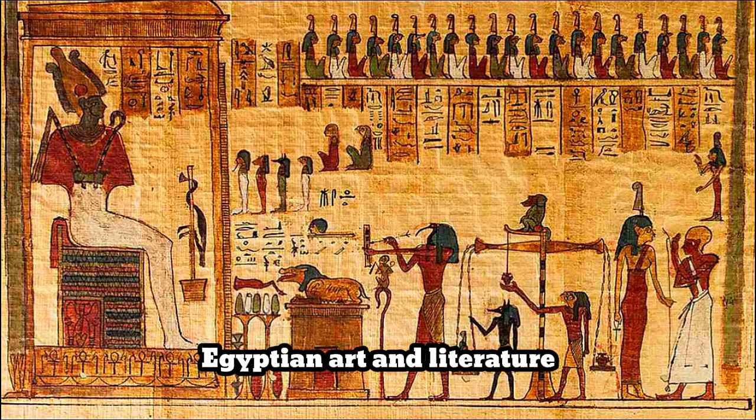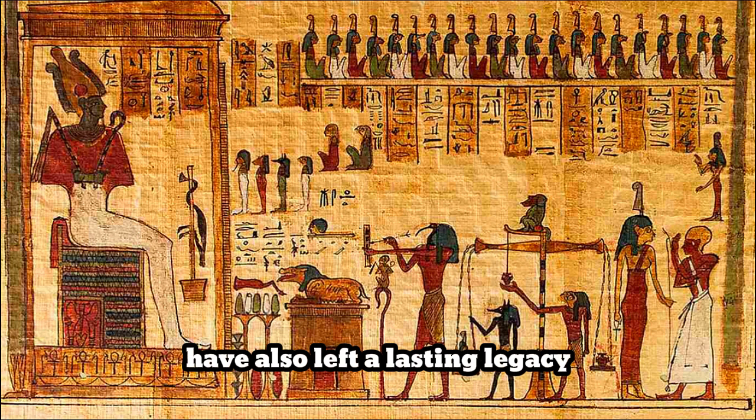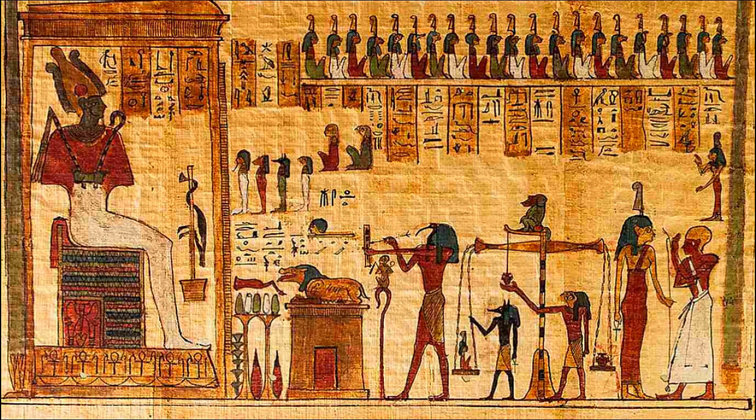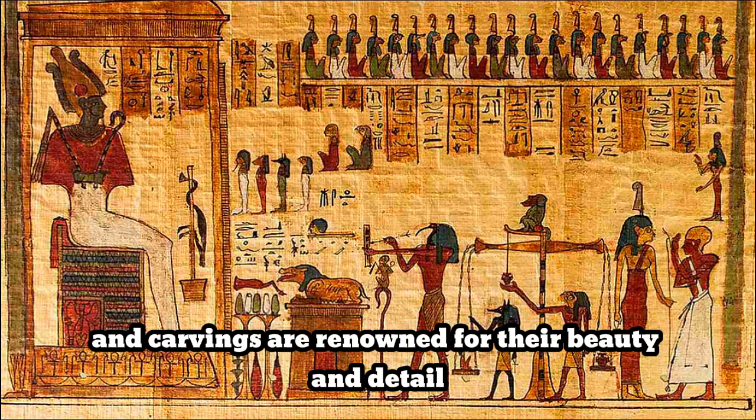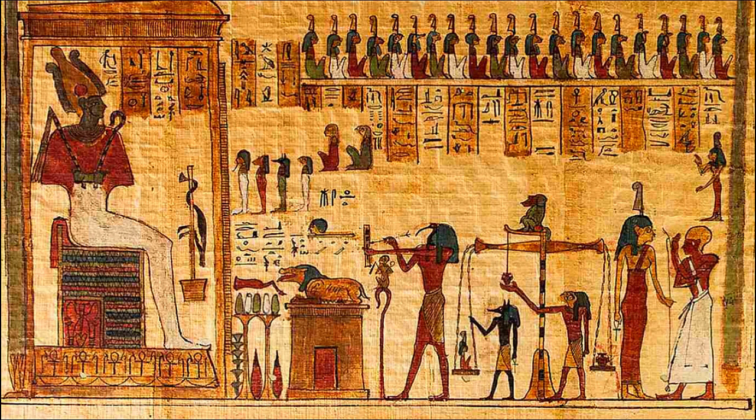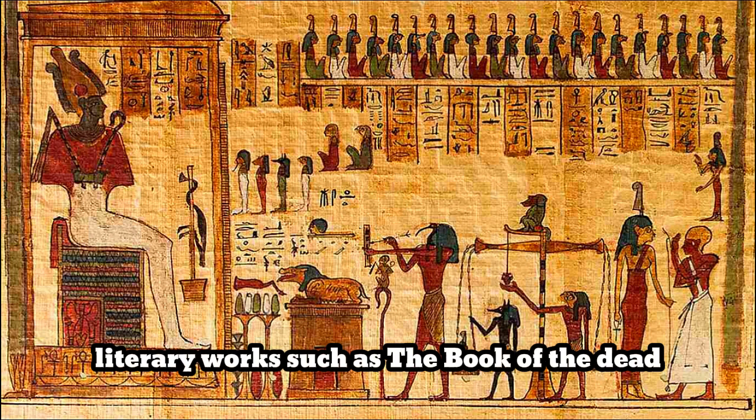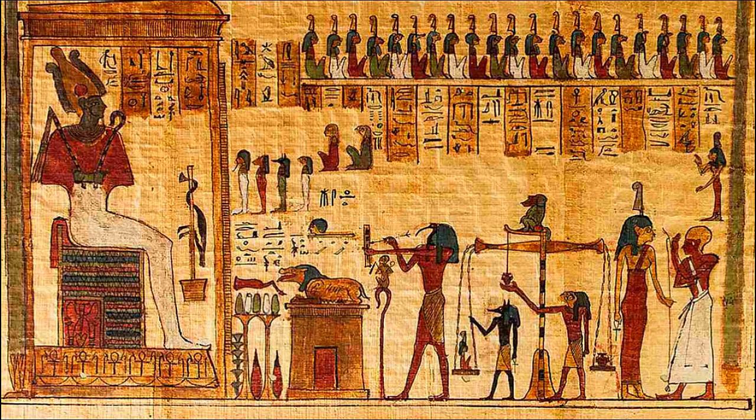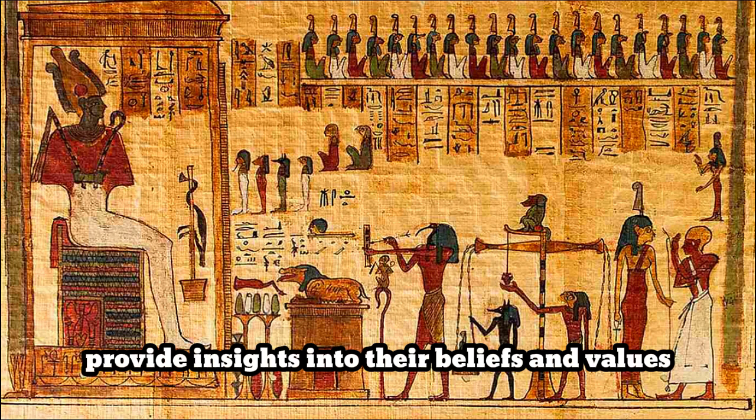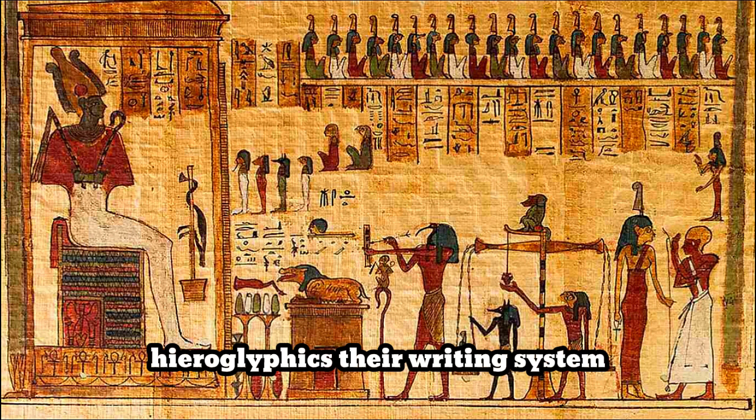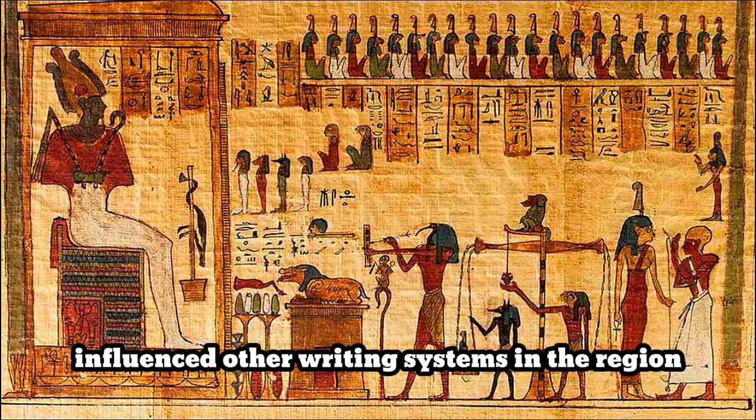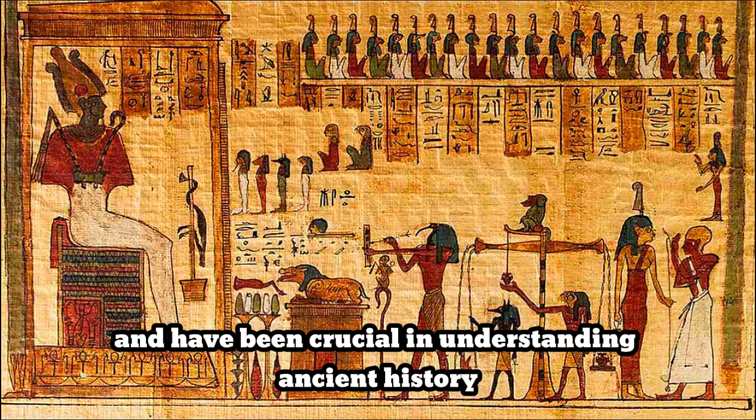Egyptian art and literature have also left a lasting legacy. Their sculptures, paintings, and carvings are renowned for their beauty and detail. Literary works, such as the Book of the Dead, provide insights into their beliefs and values. Hieroglyphics, their writing system, influenced other writing systems in the region and have been crucial in understanding ancient history.